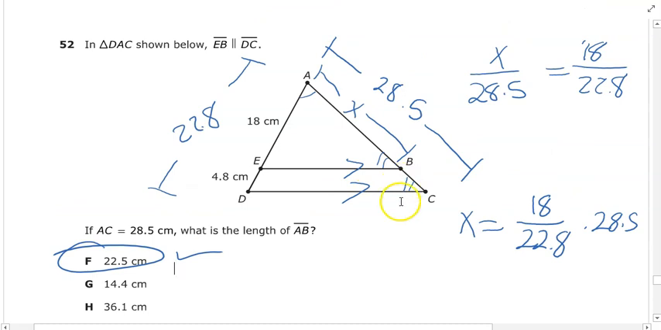Another way you could have done this was using the triangle proportionality theorem and compared these pieces, but we didn't know this one. So it would have been a little bit harder to do by representing that piece as like 28.5 minus X or something. It would have been a little bit more challenging to do it that way. Using the entire sides of similar figures did make it a little bit easier.